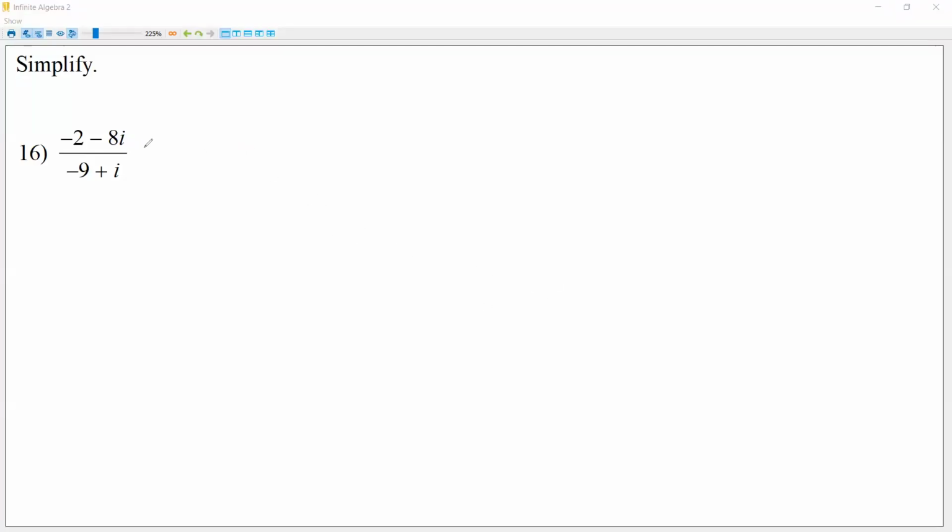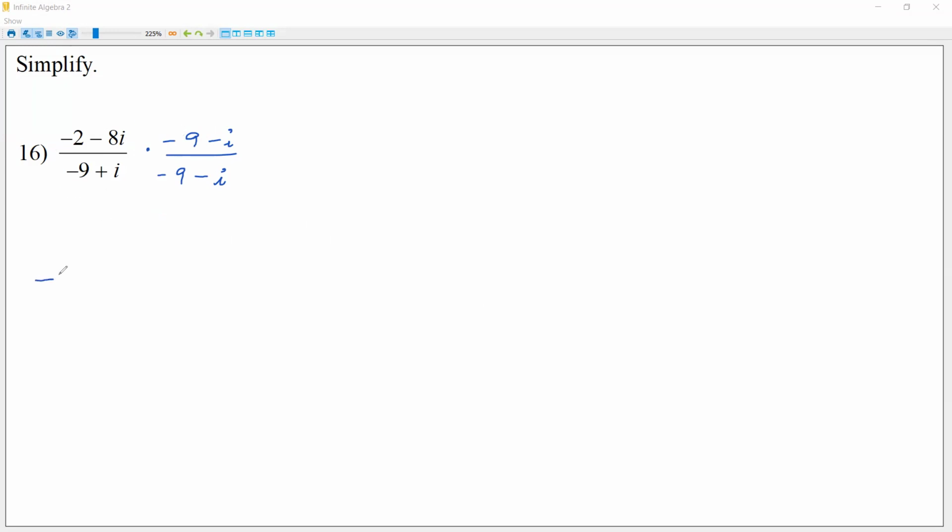Right, we're going to multiply by -9 minus i over -9 minus i, because the -9 is a real number and that number stays the same when you are dividing with imaginary numbers. The imaginary number changes to the opposite. So positive i becomes negative i. Okay, so let's do that.